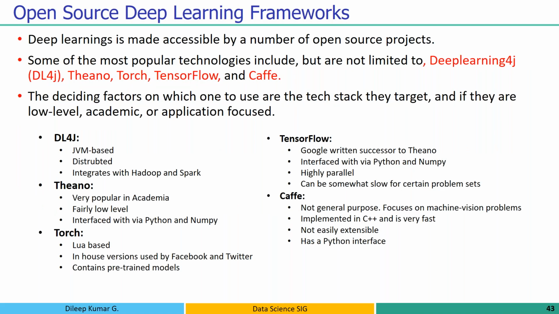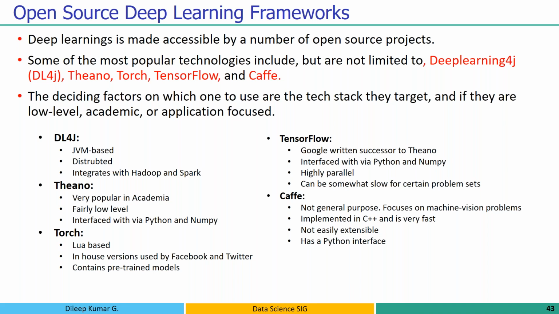Then what are the open source softwares we have for deep learning? So these are some important software applications. This is Deeplearning4J. If you are a Java programmer, then you can use Deeplearning4J. In short form, it is known as DL4J, deep learning for Java. And Theano is one API, and Torch, TensorFlow, Caffe. TensorFlow is a very popular deep learning framework, and also Caffe.